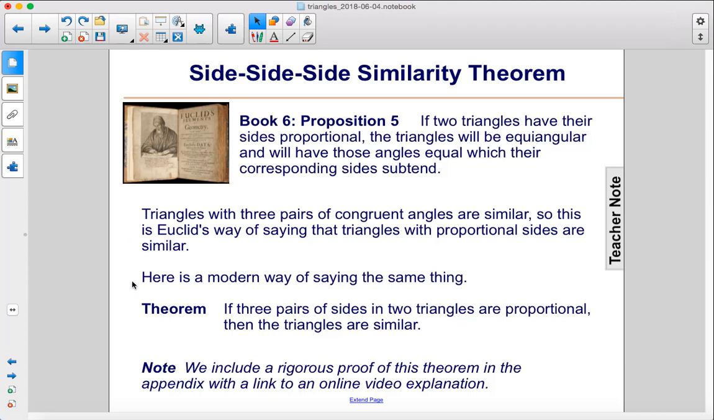Here is a modern way of saying the same thing. If three pairs of sides in two triangles are proportional, then the triangles are similar. Note, we include a rigorous proof of this theorem in the appendix with a link to an online video explanation.